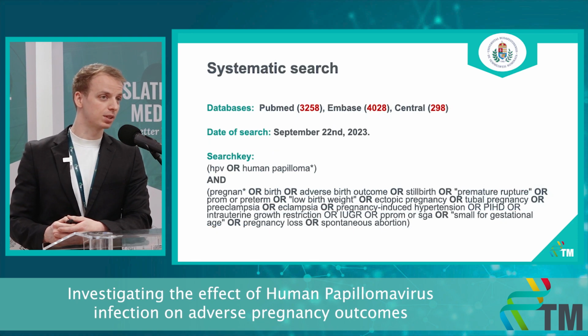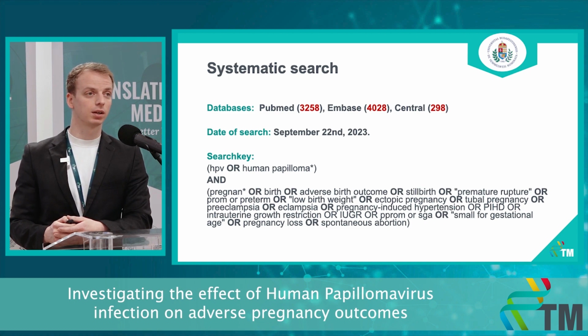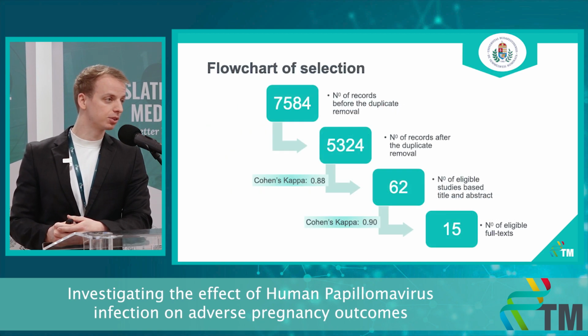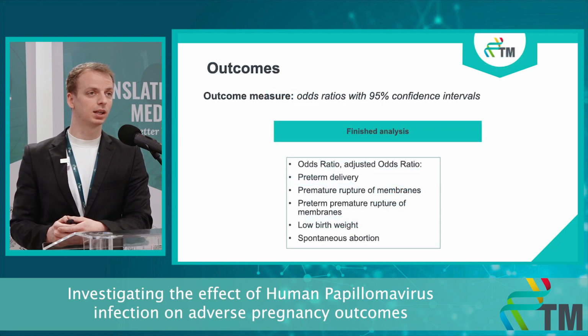We have conducted a systematic search on the 22nd of September last year. Our search key consisted of two domains. One was about HPV, and the other one is all about the entities, such as preterm delivery. And after duplicate removal, title and abstract selection, and full text selection, we have ended up with 15 fully eligible full text articles. And we have finalized the analyses with the 95% confidence intervals, and the effect outcome measure was odds ratio.